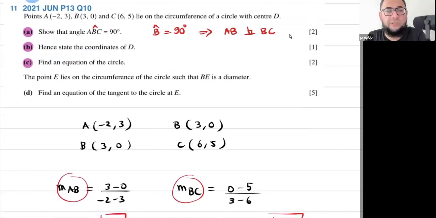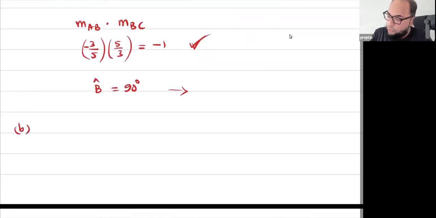Now, someone can also use Pythagoras theorem. They can find the length of all the 3 sides, and then they can say that yes, it follows Pythagoras theorem. So I'll also do that right now. So let me write part A, alternative method, application of Pythagoras theorem.